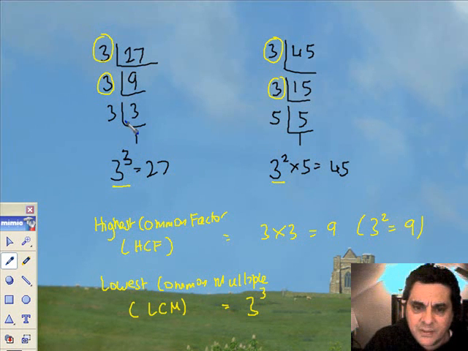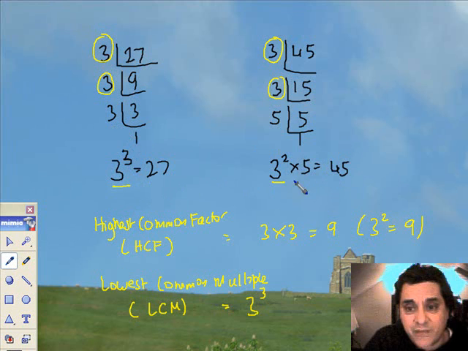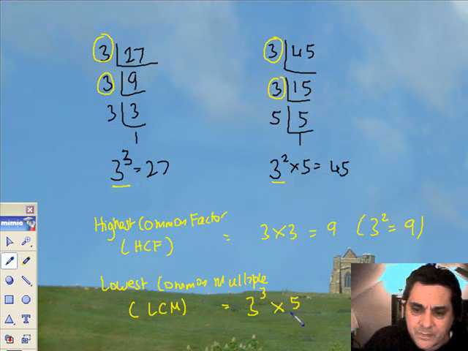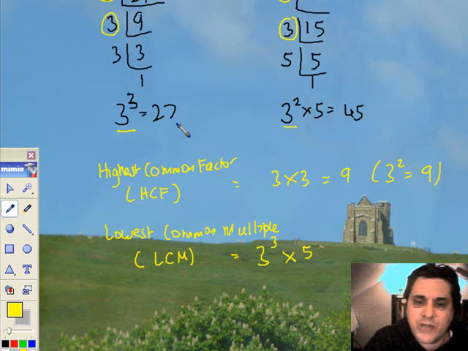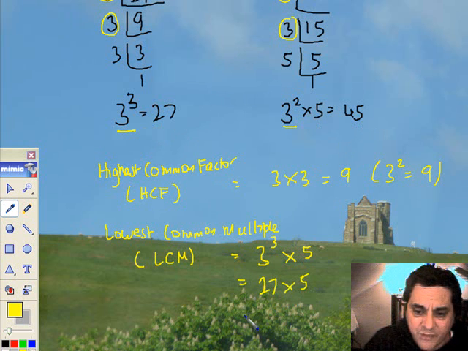Now what's left? We have 3 to the power of 3, nothing else. We have a 5 on its own. We have to include the 5, otherwise 45 won't go into the number we're trying to find. Essentially what we're doing is finding the number into which 27 and 45 will go. So let's work it out. 3 to the power of 3 is 27. Then we must multiply that by 5.